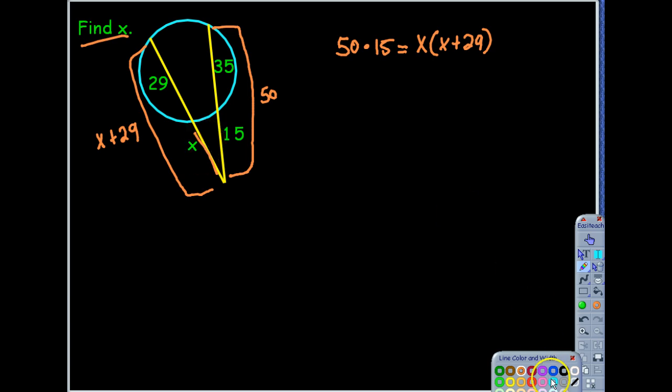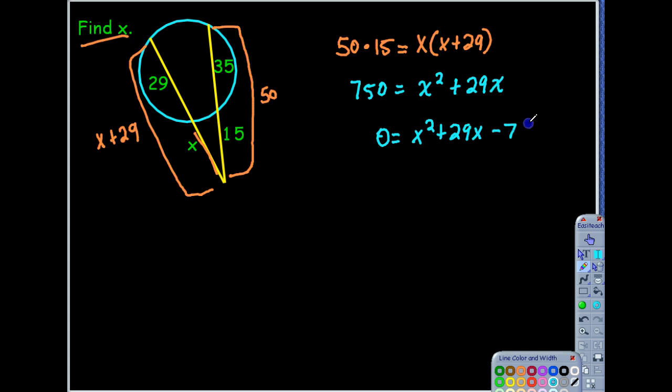All right, let's go ahead and simplify down what we can. Okay, so 50 times 15 is going to give us 750. And we're going to end up with an x squared plus a 29x. And I notice I do have a quadratic equation, but it's not in standard form. So let's move our 750 over. Good. So 0 equals our x squared plus 29x minus 750.